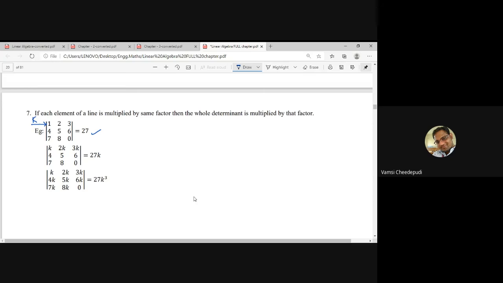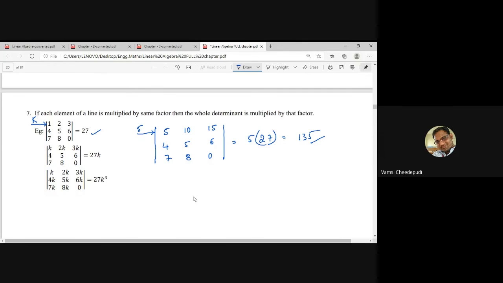Sir, what is meant by that? So let us take an example. I want to multiply the first row with the number 5. If I multiply with 5, 5 ones are 5, 5 twos are 10, 5 threes are 15 like this. No change in the second row, 4, 5, 6 and 7, 8, 0. Then the actual determinant is 27, it should be increased by 5 times. It is 135. That will be the answer.